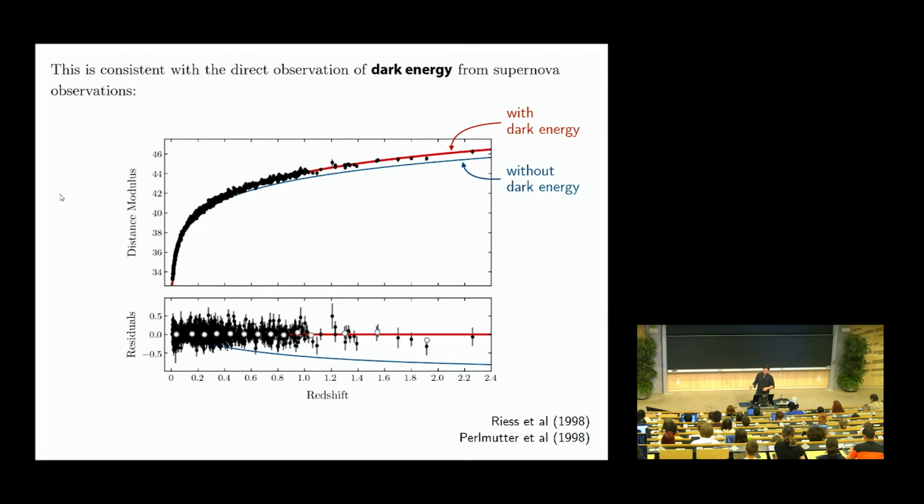Of course, that's also consistent with what we saw in the last lecture, that supernova explosions show that the universe is accelerating. With exactly the same parameters that we infer from the CMB, we consistently predict or explain this curve of the supernova explosions. Again, in red with dark energy, that's the correct fit. If I take all the dark energy away, I predict the blue curve that doesn't fit.